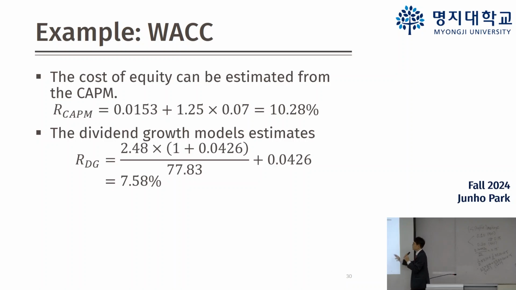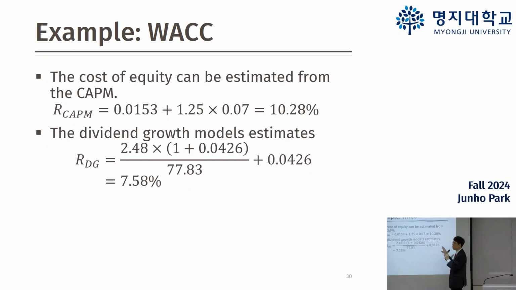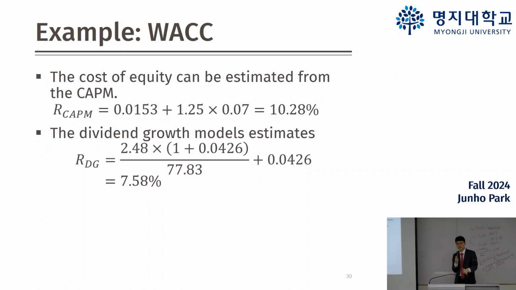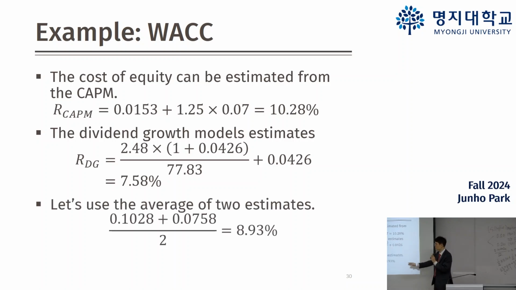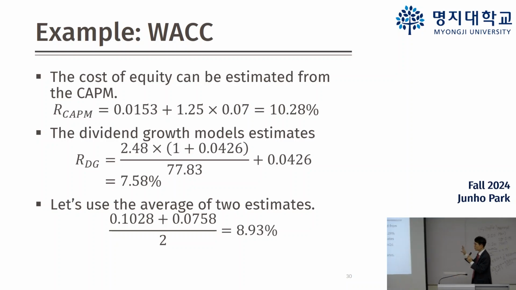Then what will be our measure of the cost of equity? There is no answer because both of the models are theoretical ones. So there is no guarantee that one is correct and the other is incorrect. It can be correct and it can be correct. We don't know. So in this example, we just decide to use these two together. So we are going to use the average of these two results as the estimation of our cost of equity.